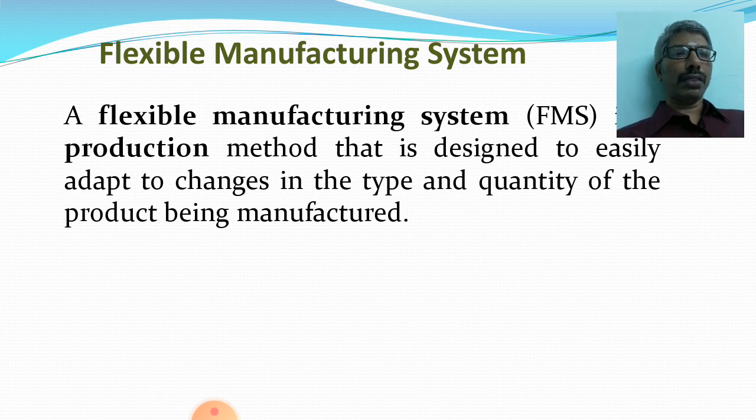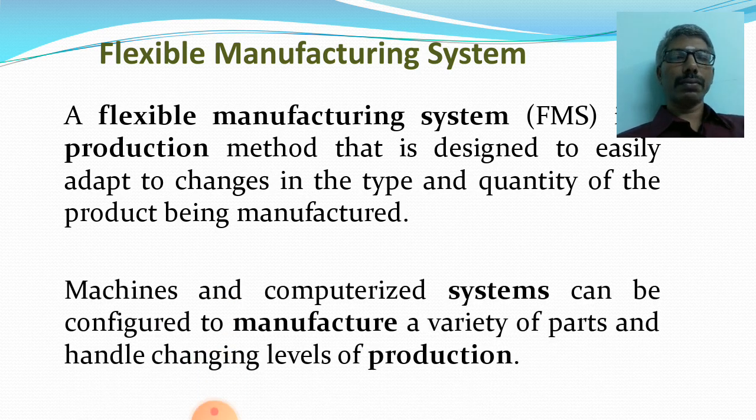The flexible manufacturing system is a production method that is designed to easily adapt to changes in the type and the quantity of the products being manufactured. The machines and computerized systems can be configured to manufacture a variety of parts and handle changing levels of production.